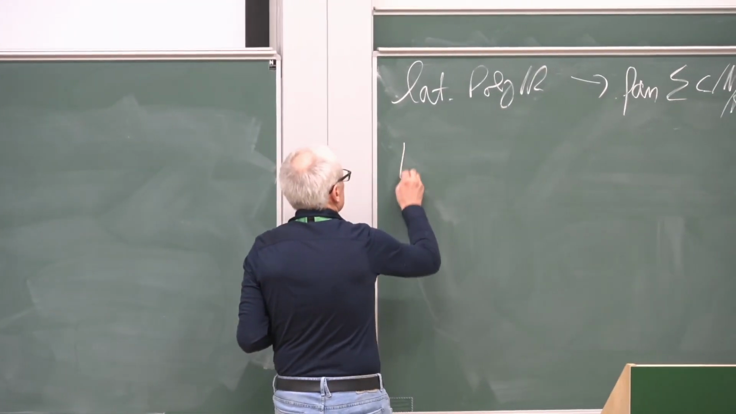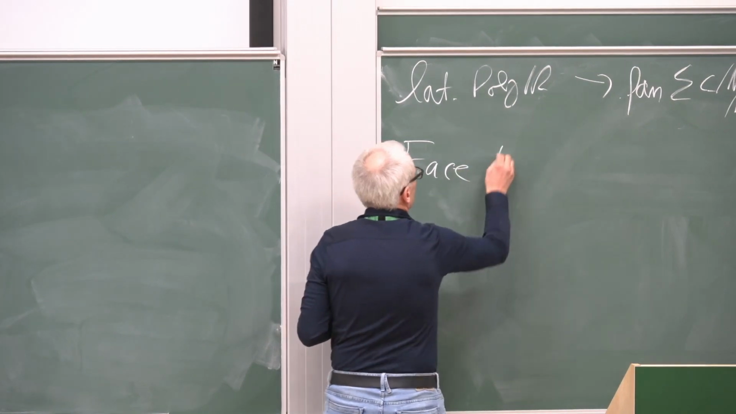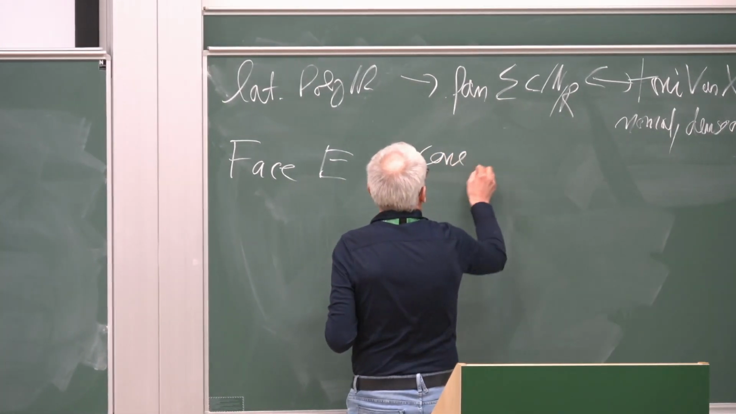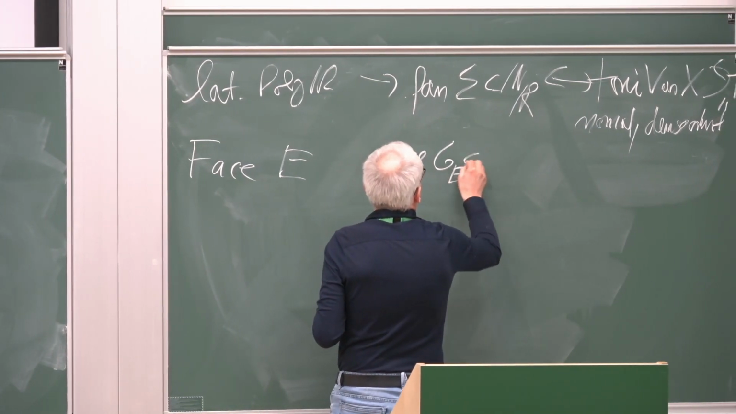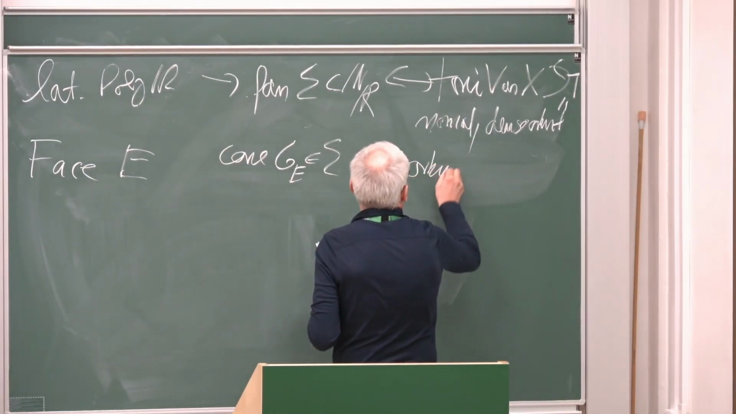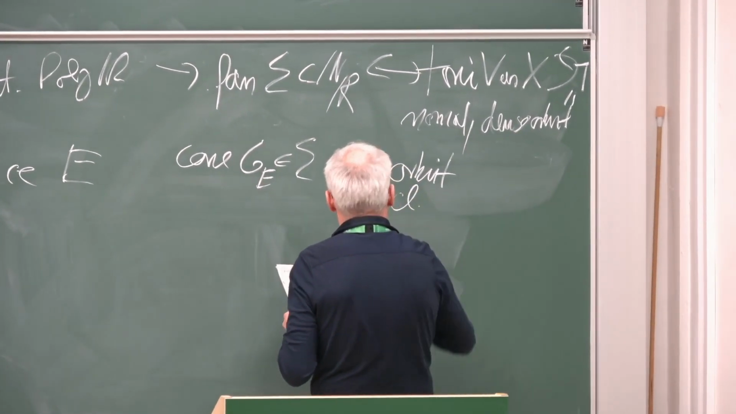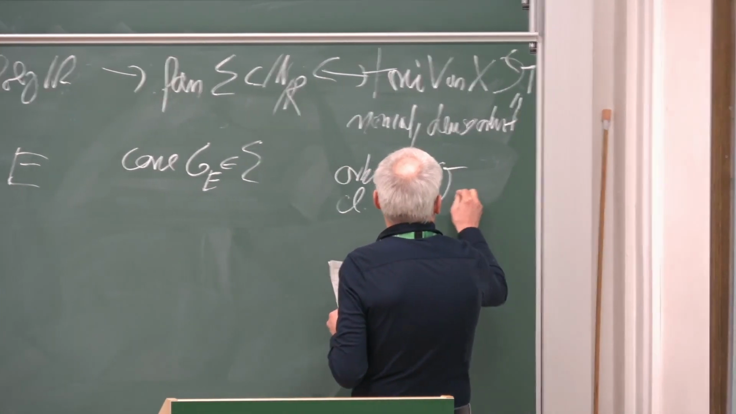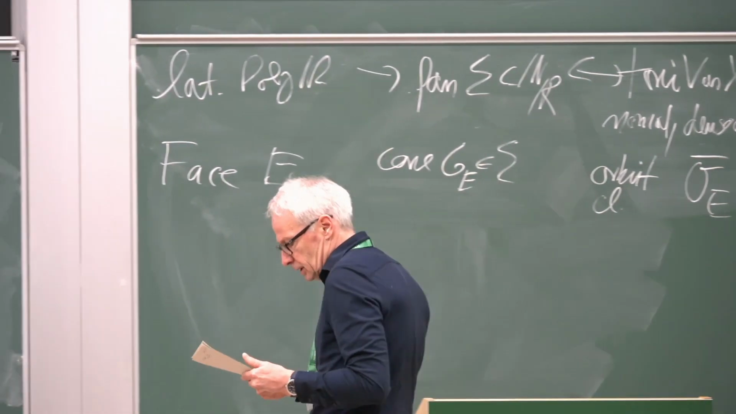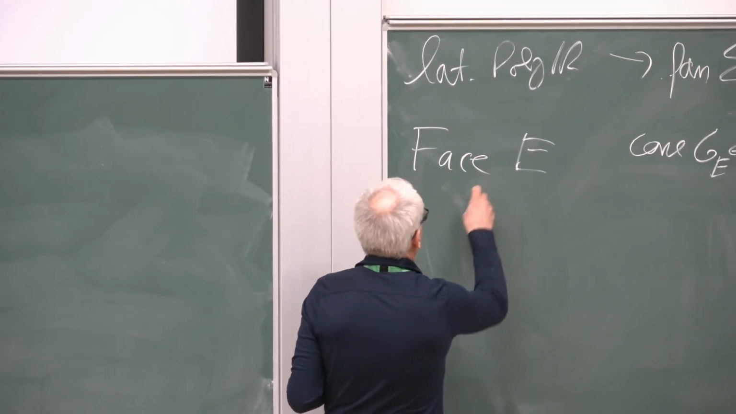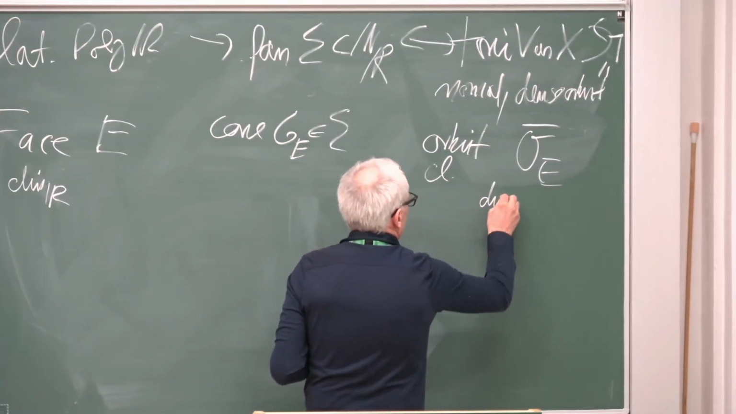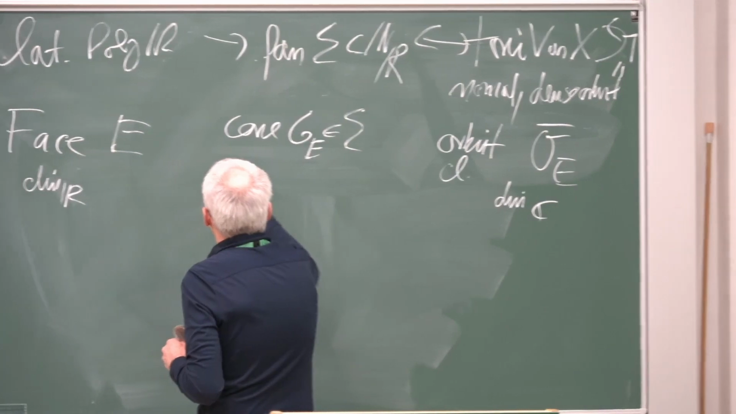So the dictionary now works in the following way. If you have a face E of your polytope, that would correspond to a cone sigma_E in this fan, and in the torus, it would correspond to an orbit. I prefer to take the orbit closure. So let's call this the closure of the orbit of sigma_E. So this is where you start with. So if you think in terms of dimension, what here is the real dimension, would be here the complex dimension, and would be here the codimension.